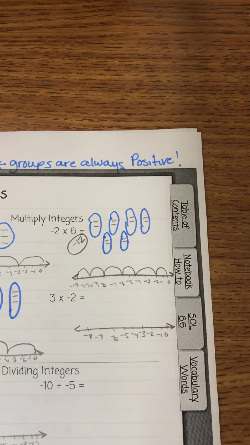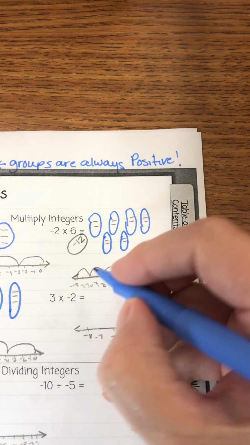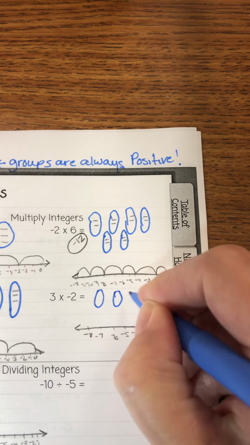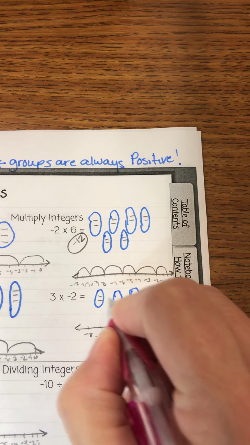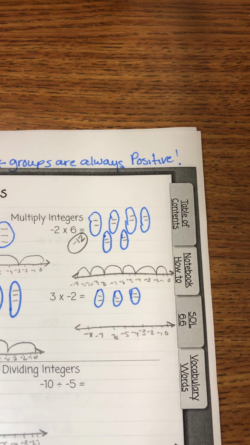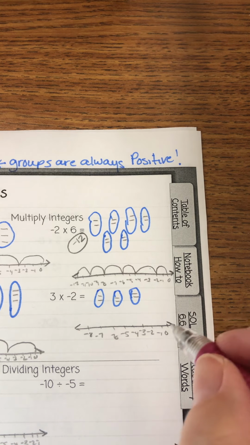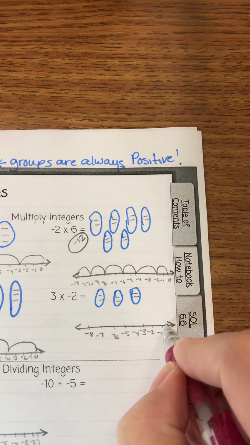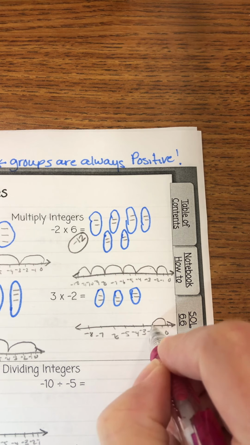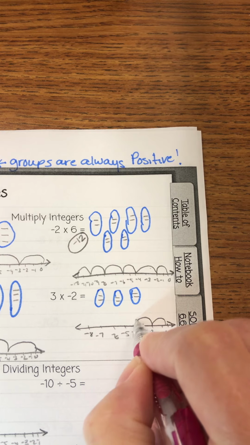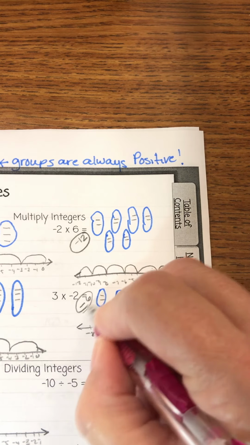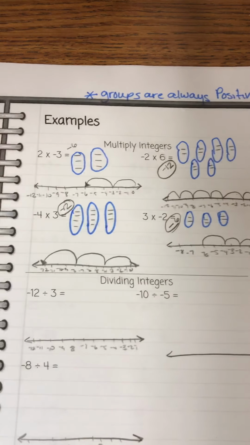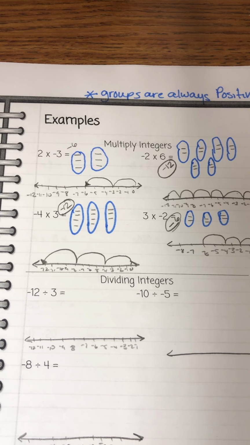All right, our last example, you need 3 positive groups. And what's going inside each one? -2. So you need 3 groups counting by -2. So there's 1, 2, 3. So that's -6. Very good. Now with dividing integers, it kind of works the same way, maybe just a little bit backwards.